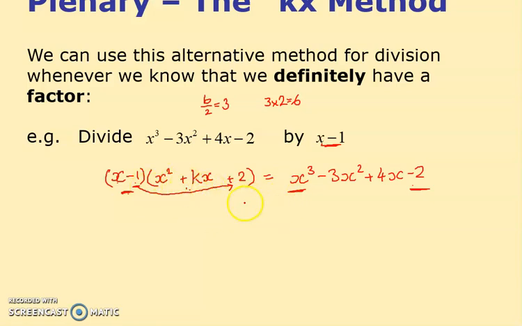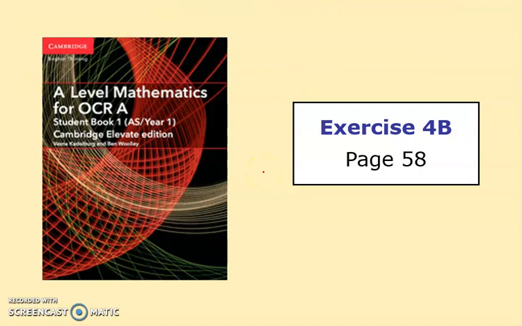And in class, I'll show you how to do that. For now, perhaps you can have a think about how you might work out the value of k, given what I've just done there. This is called the kx method, and when you get good at it, it's much, much quicker. So anyway, that's what we're going to do in class, exercise 4b, and it's all on page 58 of the textbook.